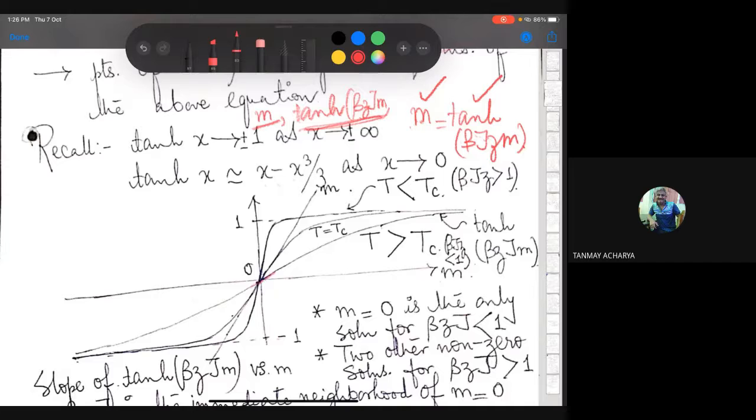So look at this curve. This was for the case when beta jz is smaller than 1. So I have to find the intersection between this curve and this curve, m. This is a straight line. This curve has just one intersection point, 0, right?